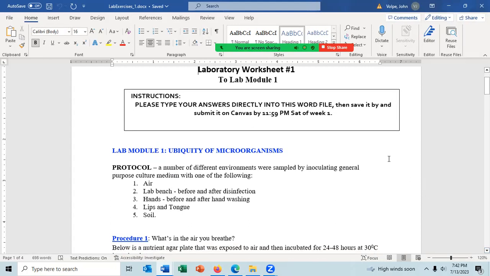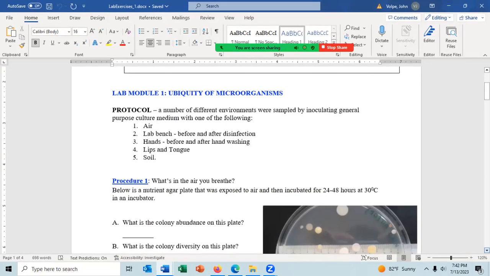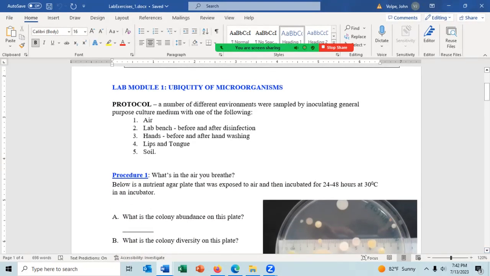So please type your answers directly into this Word file, then save it and submit it to Canvas by 11:59 p.m. Week 1 Saturday. Remember, lab 00 must be turned in by 8 a.m. Friday morning, because I'm going to take attendance from who turns in lab 00.